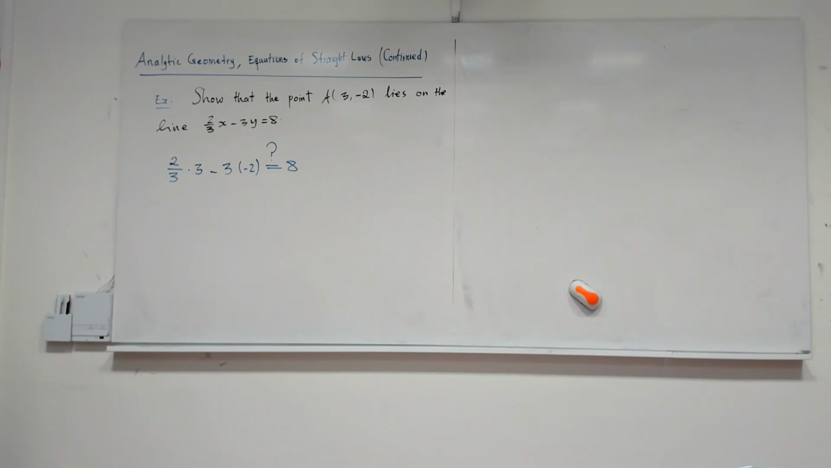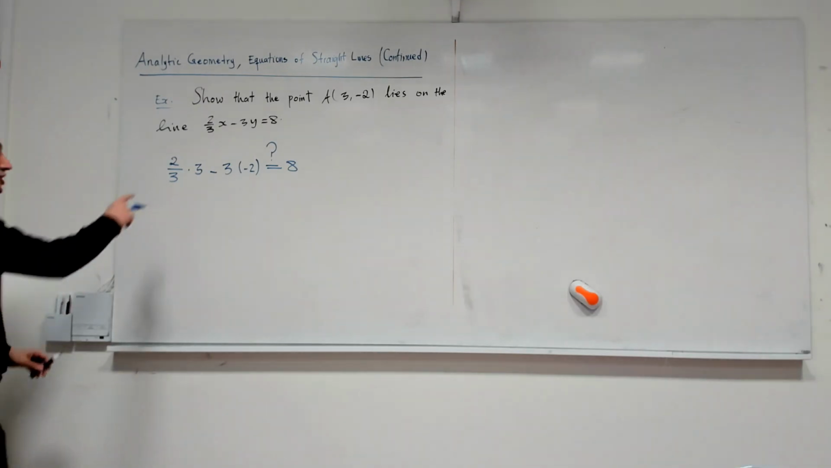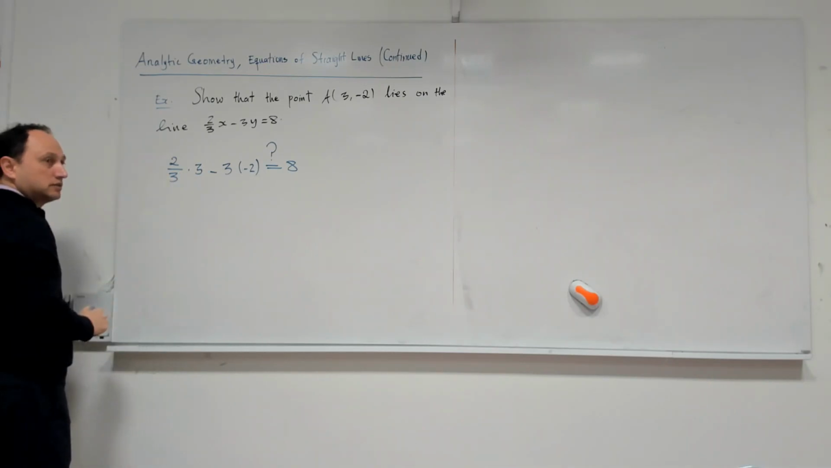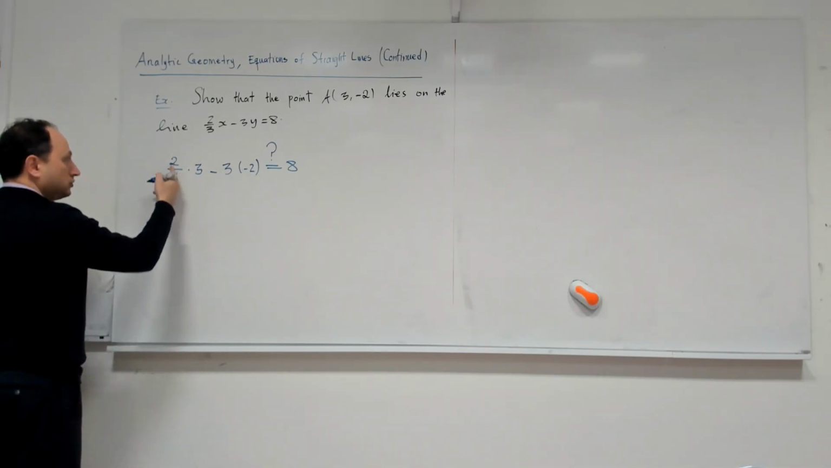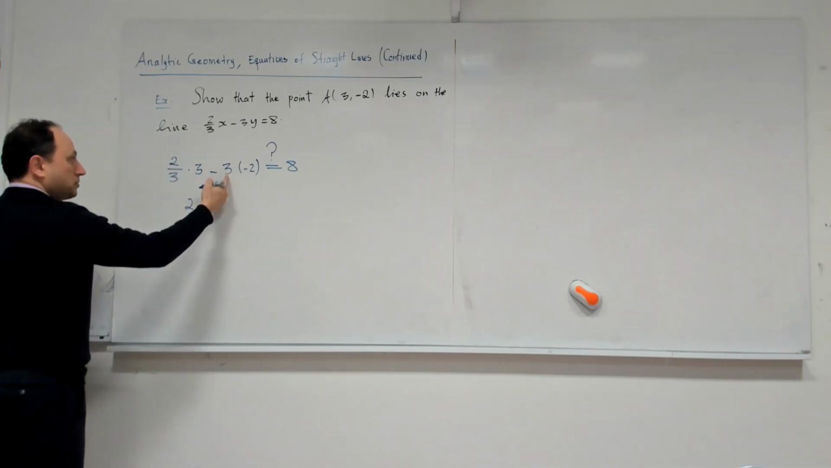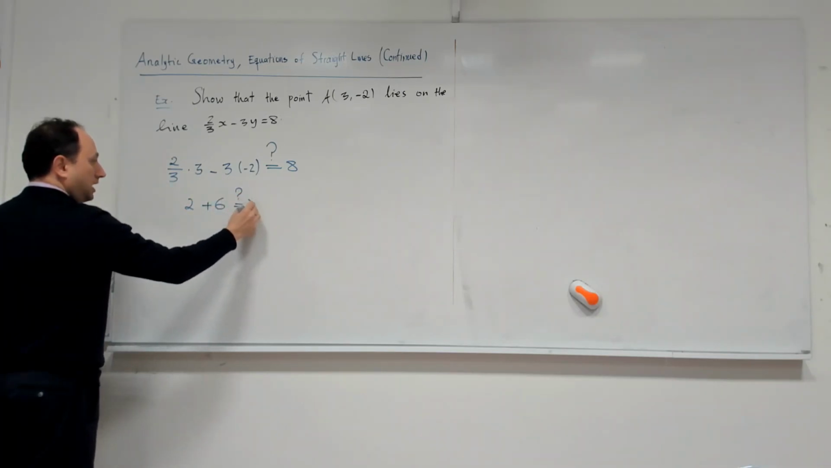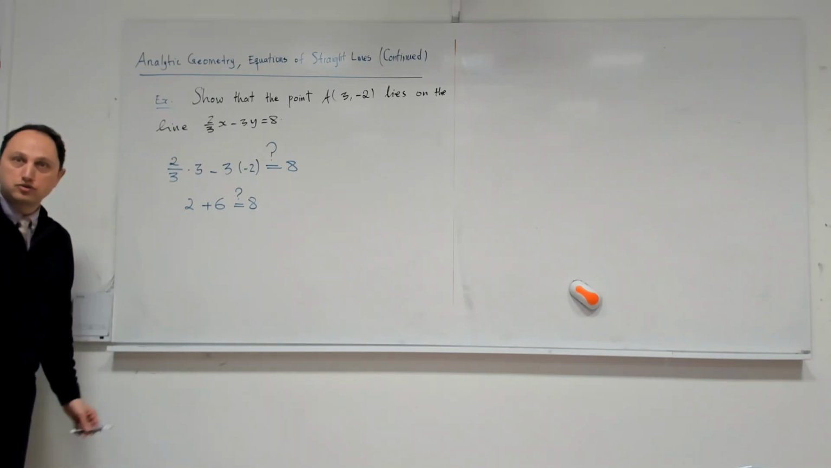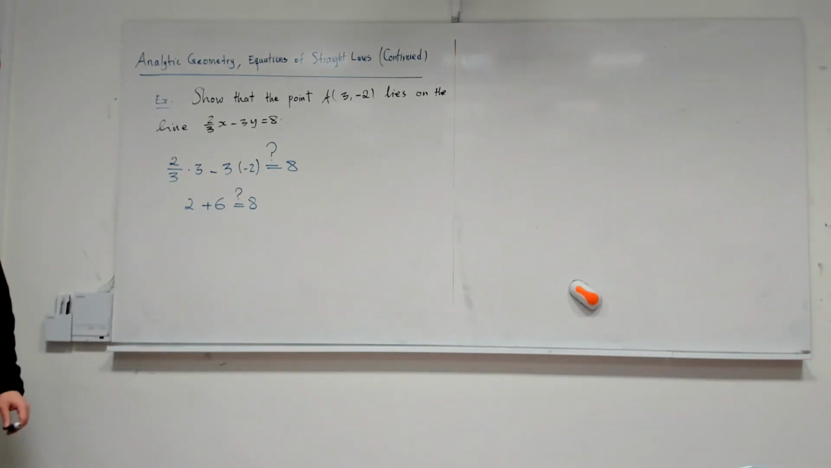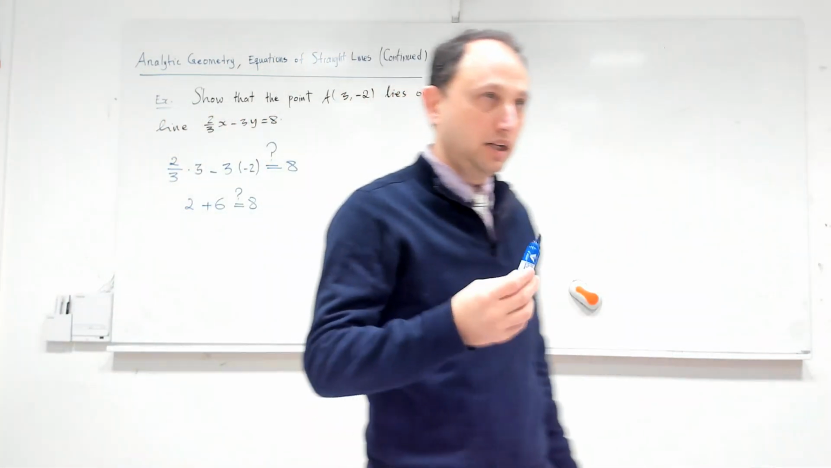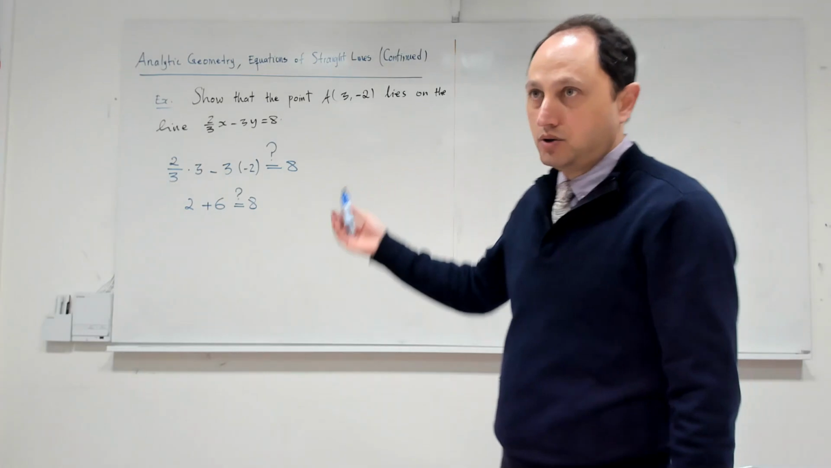Yes or no? Clear? Okay, so let us check. Do you think it is true or false? 3 and 3 are cancelled, so it becomes 2. Minus 2 times minus 3 is 6. 2 plus 6, question mark, 8. True or false? True. So that is the end of the problem. This is a simple thing. Remember that when I ask you whether this point lies on the line, yes or no, you should be able to answer it using this.